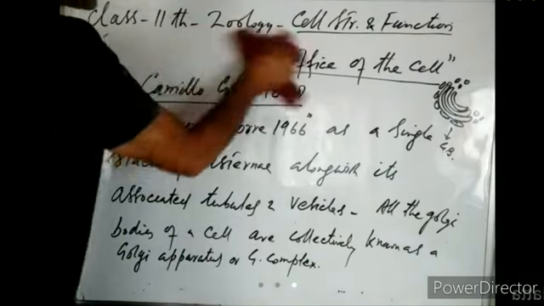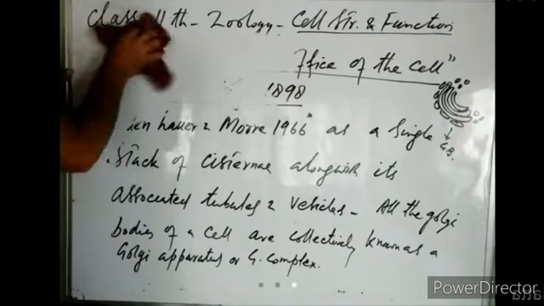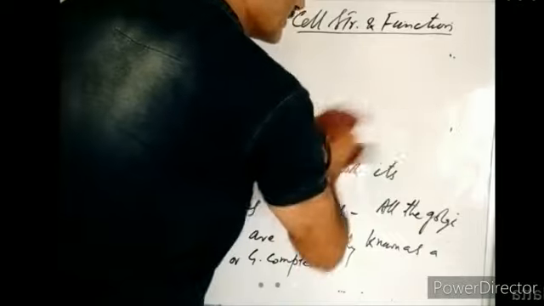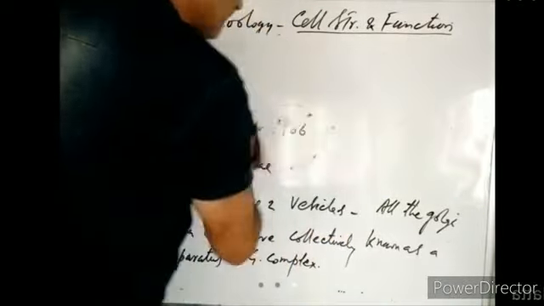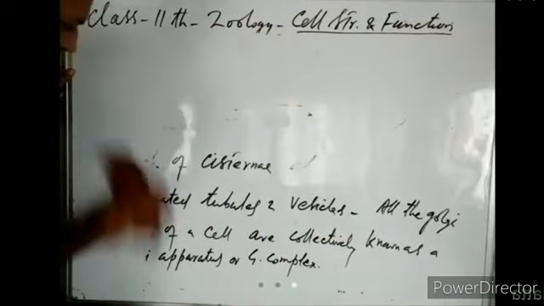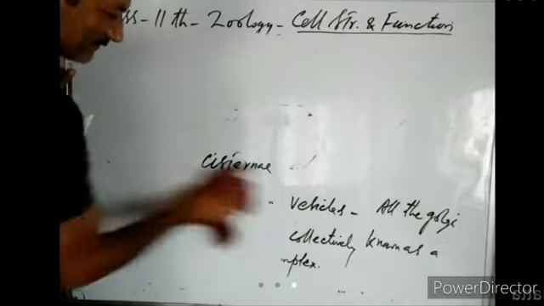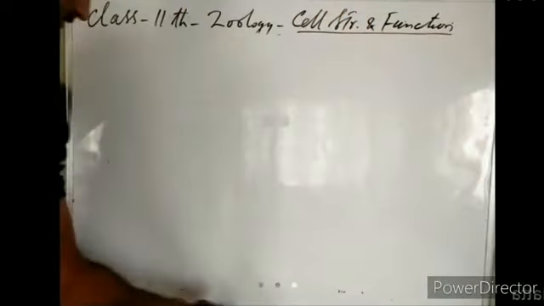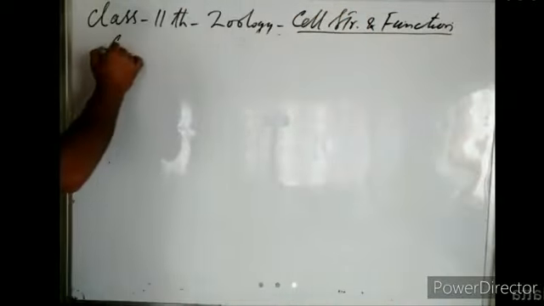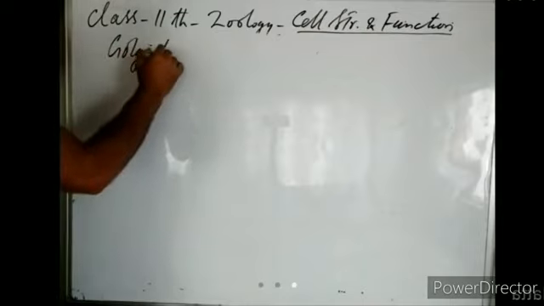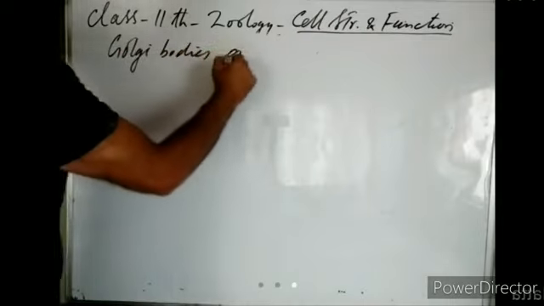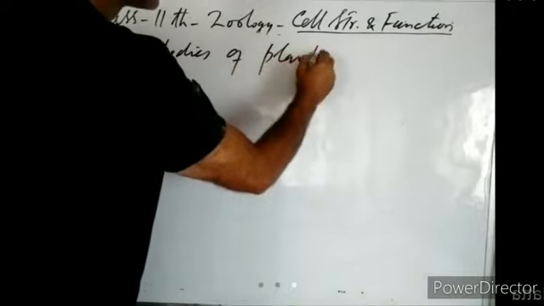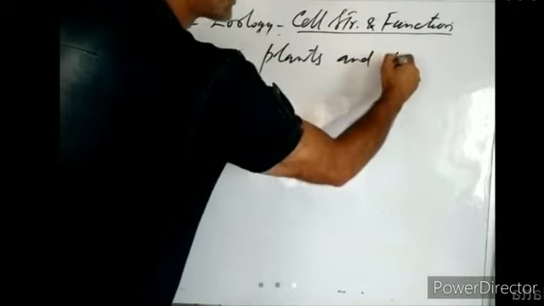Golgi bodies of plants and invertebrates are known by some other name. Golgi apparatus or Golgi bodies of plants and invertebrates are known by some other name. They are also called as Golgi bodies of plants and invertebrates.